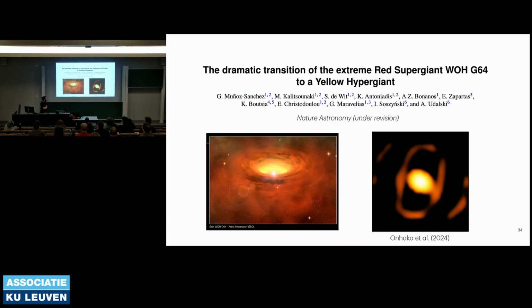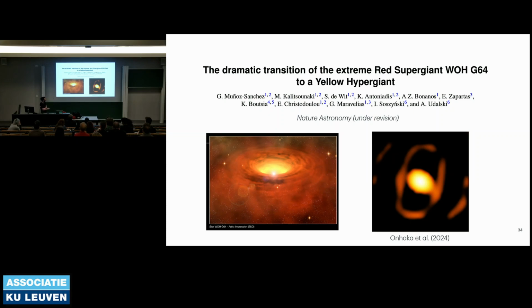And now the final topic is this dramatic transition of an extreme red supergiant, WOH G64, to a yellow hypergiant. This is under revision in Nature Astronomy. Again, we had positive feedback, and maybe some better discussion in the interpretation of the results. This is a really dusty, known red supergiant. You can also see here the first extragalactic, I think, close-up image of such a star.